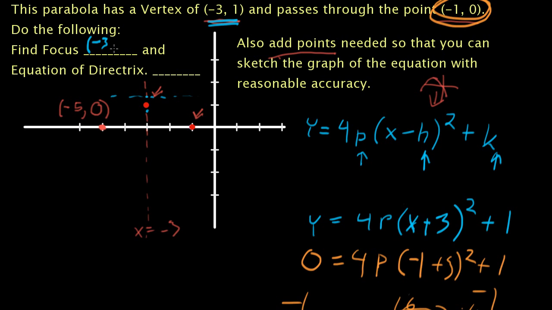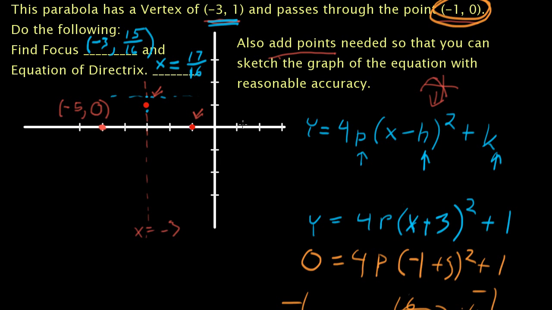Negative 3 comma 15 sixteenths. And then directrix is actually x equals 17 sixteenths. That's what they mean by the equation. What x, for any y, x equals 17/16. That's the equation of the directrix. So actually, it's an easy answer.